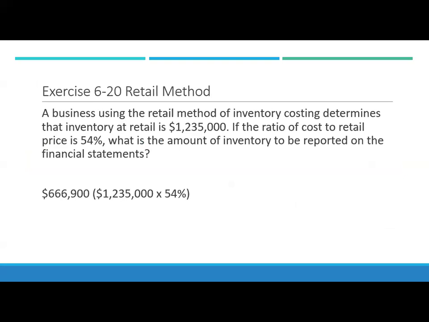So just for another example here, if we determine that the ending inventory at retail is 1,235,000, and the ratio of cost to retail is 54%, then our ending inventory is 1,235,000 times 54%, which is 666,900.